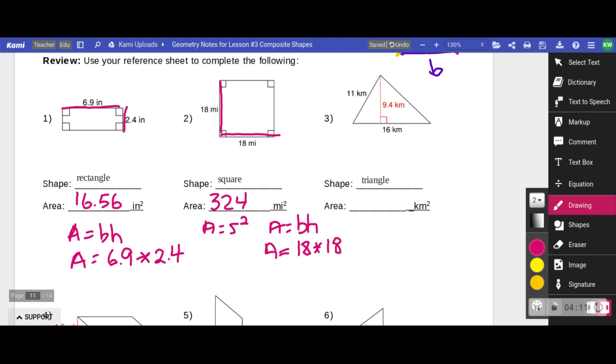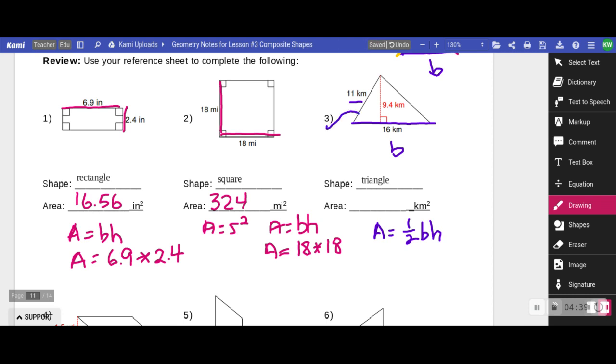All right, this next one is a triangle. Now we're not going to use area equals base times height because a triangle is actually half of a parallelogram. So we're going to use area equals a half base times height. Now we have to be careful about which ones we pick for the base and the height because they have to form a right angle. So if 16 is the base, 11 is not the height because it doesn't form a right angle with the base right here. 9.4 is the height because it forms a right angle with the base.